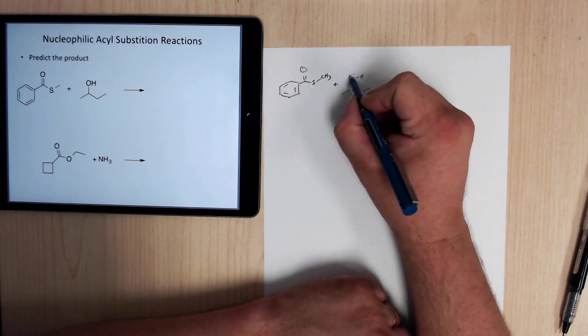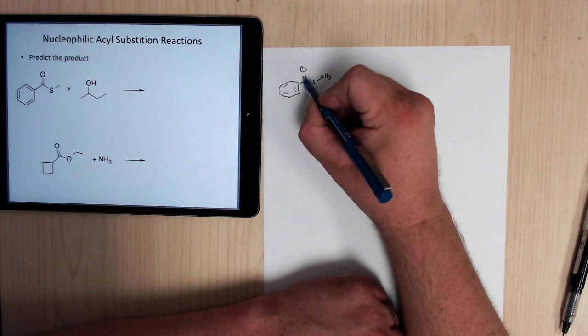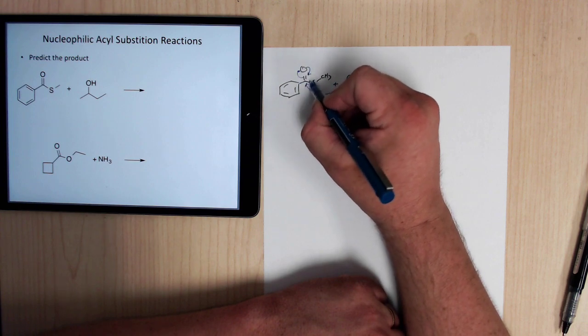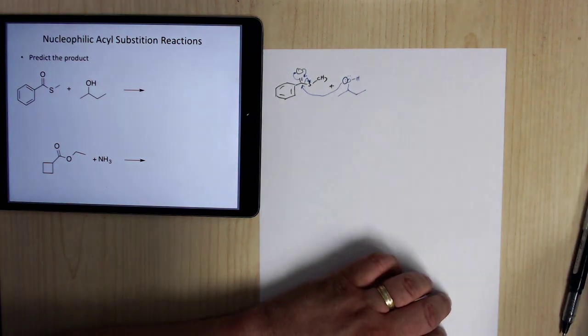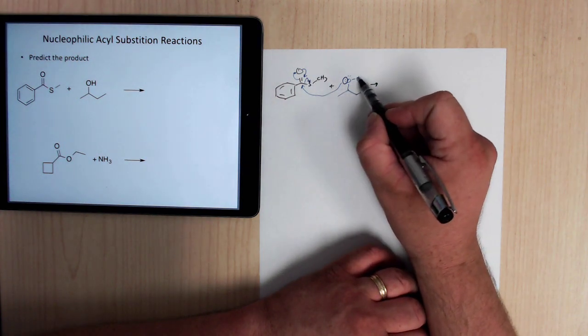Right, so this lone pair is going to attack the carbon. We're going to go up, collapse back down, and kick that away. Something like that. And as that's leaving, it's going to snag that hydrogen.